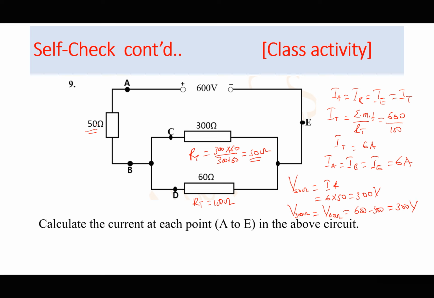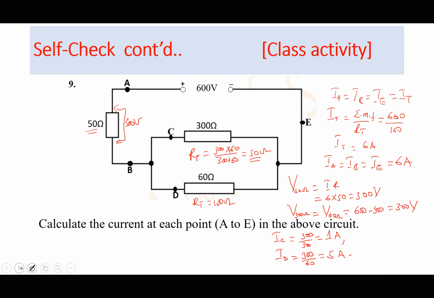That is, if I remove the PD across this, which is 300 volts, the balance is the PD across the parallel combination. So the current in C is going to be the PD, which is 300, divided by the resistance, which is 300, which gives us 1 ampere. So without calculation, of course, the current through D is the PD, which is 300, over the resistance, which is 60. This gives us 5 amperes.